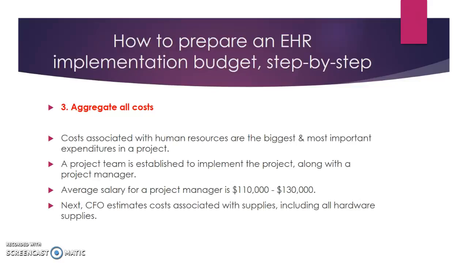The third step is aggregating all cost. Costs associated with human resources are the biggest and most important spending in a project. A lot of people don't realize that. A project team is established to implement the project along with a project manager. The average salary for a project manager is roughly $110,000 to $130,000. Next, the CFO estimates costs associated with supplies, including all hardware supplies.